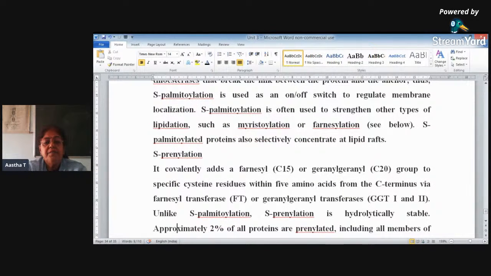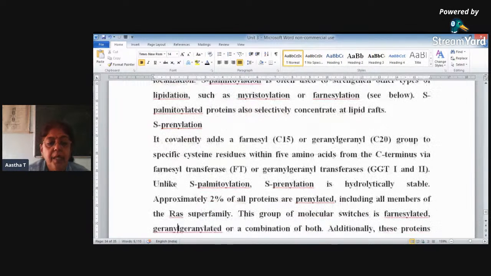Then S-prenylation. Here the farnesyl, that is C15, or geranyl, that is C20 group, attach to specific cysteine residues. सो अगेन प्रोटीनच्या cysteine amino acids वरती farnesyl, that is C15 fatty acids, or geranyl fatty acids, that is C20 fatty acids, they may attach from the C terminal via the enzyme farnesyl transferase or geranyl transferase. If C15 fatty acids are attached, the enzyme involved will be farnesyl transferase. If geranyl C20 fatty acids are involved, then the geranyl transferases will be involved.